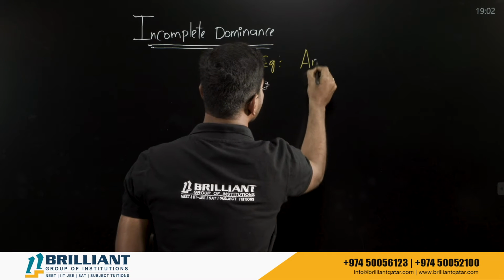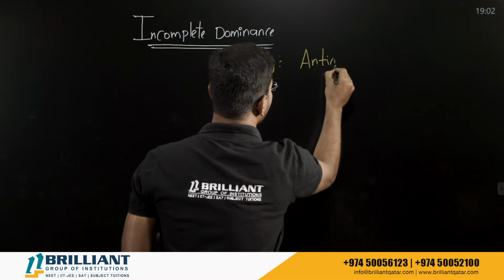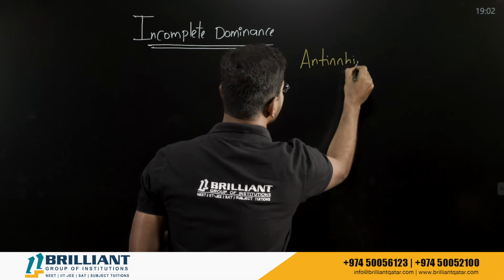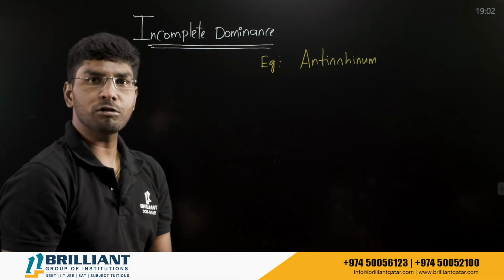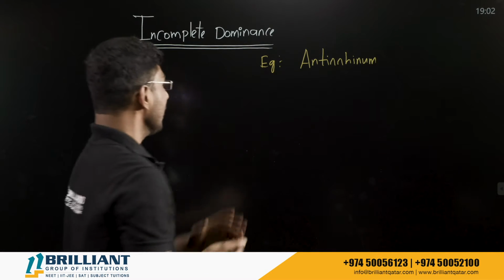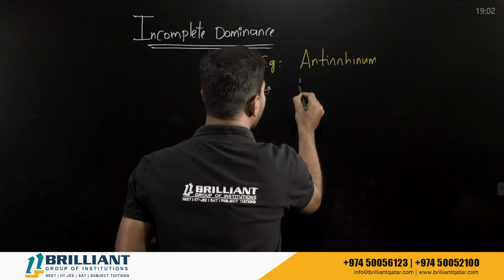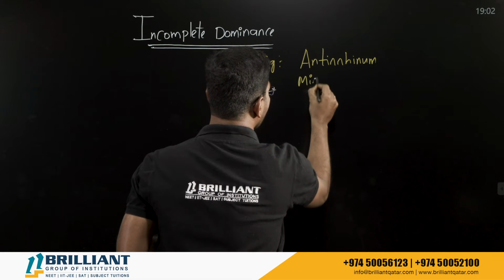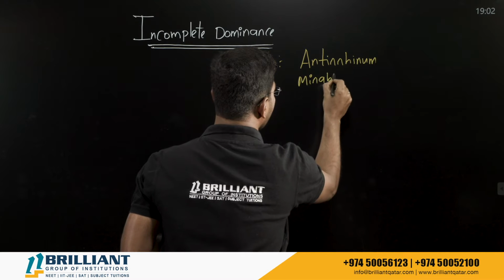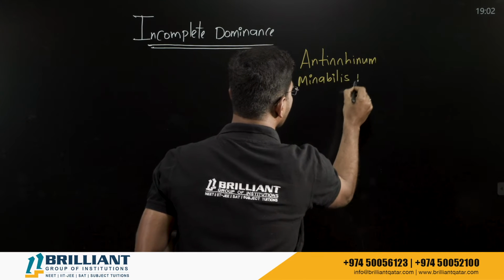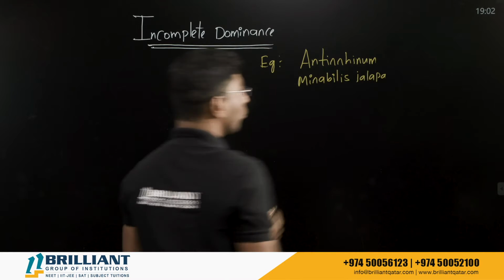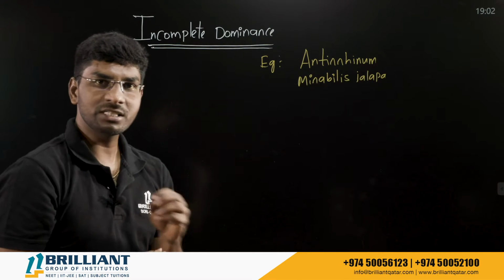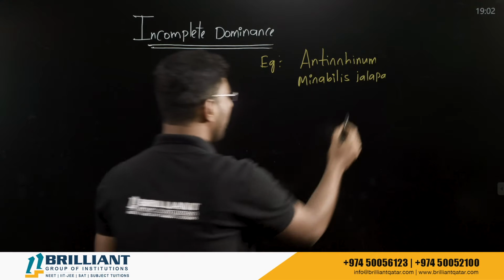Antirrhinum. This is a plant, Antirrhinum. We can also call it snapdragon. Number 2, the second plant is Mirabilis jalapa. This is also called the 4 o'clock plant. Mirabilis jalapa. These 2 are plants.